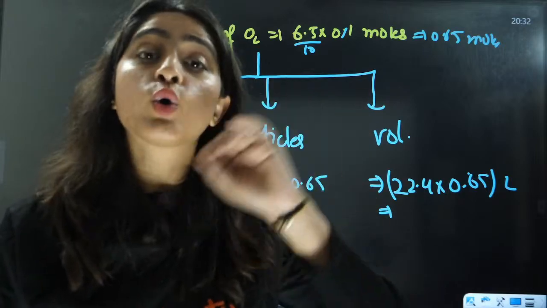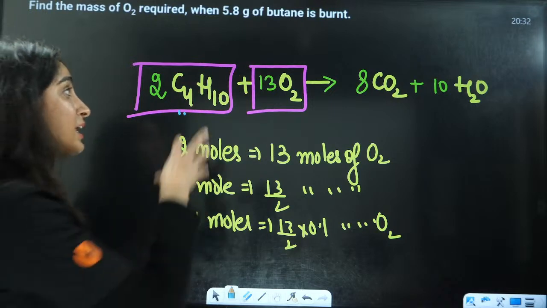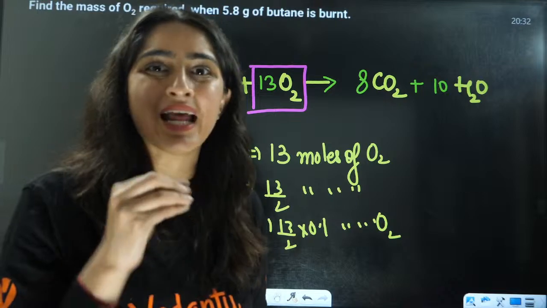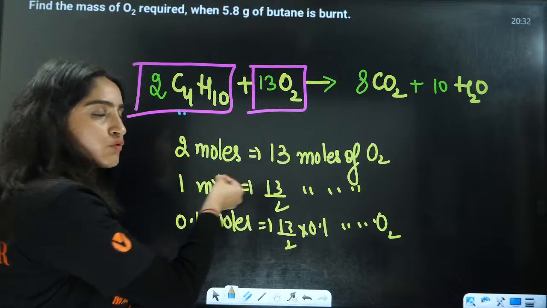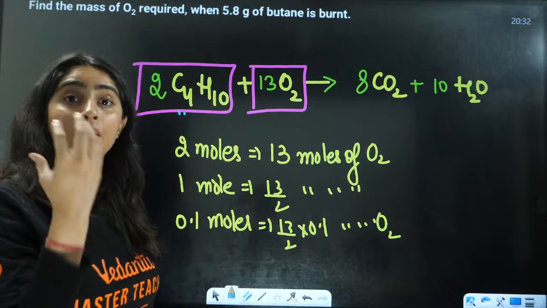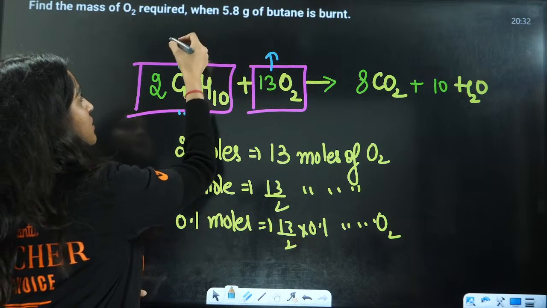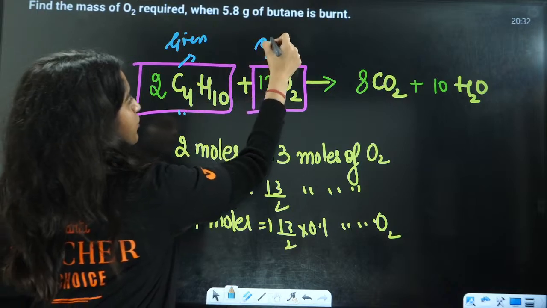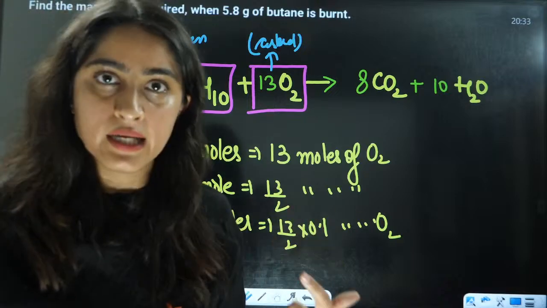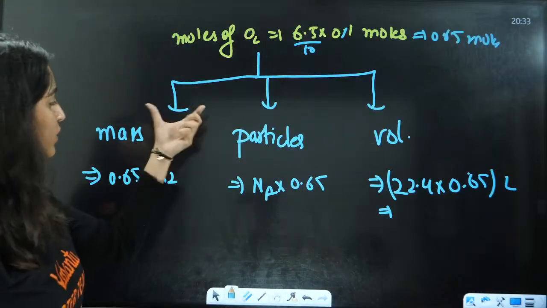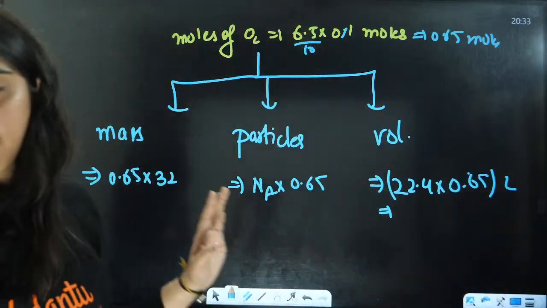The best method is to firstly balance the equation. After that, one thing will be given and one thing will be asked to you. Compare the moles of those two things here. This is given to you and this is asked to you. So you will calculate the number of moles of the asked quantity. After calculating the number of moles, you can calculate mass, particles, volume, anything from there, okay?